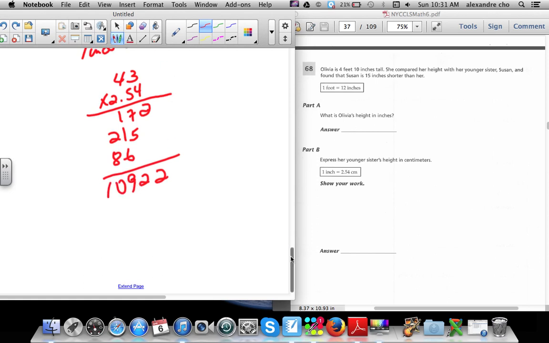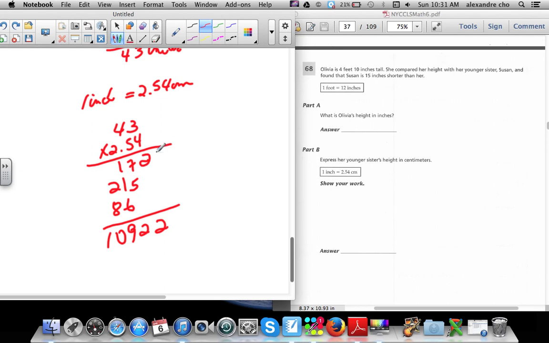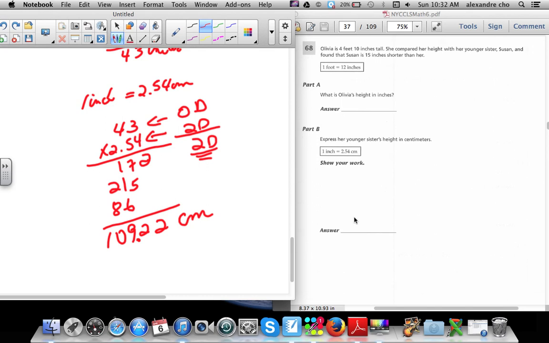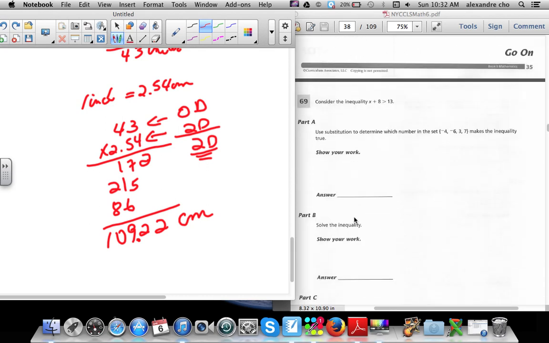Oh, I forgot to do something here. We're multiplying decimals. This 43 has 0 decimal place values. This one has 2 decimal place values, which means if you add these up, 0 and 2 is 2. Our answer should have 2 decimal place values. So it's going to be between the 9 and the 2. And the height of Susan is 109.22 centimeters. Please write your units. Weird question.